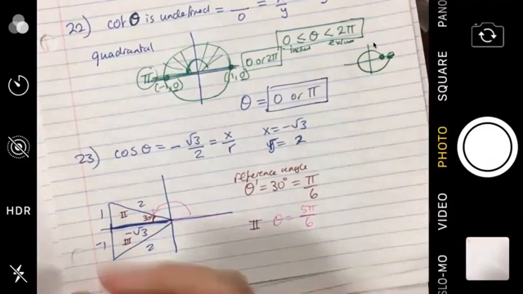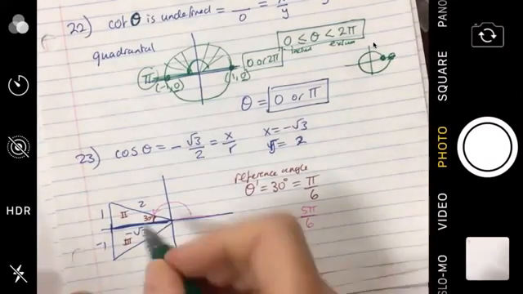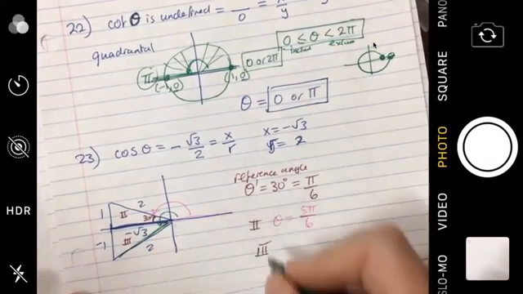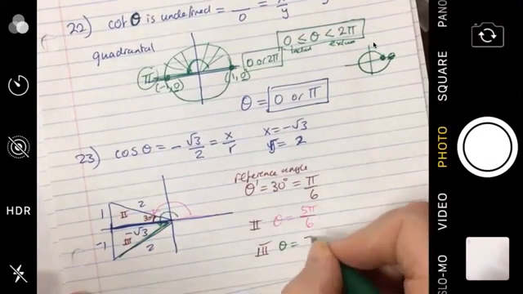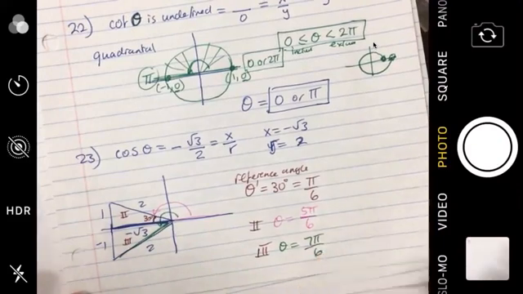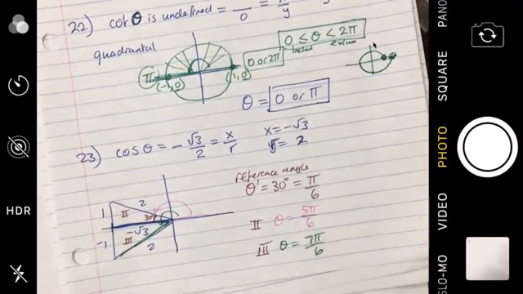And in quadrant 3, I'm looking at the angle that ends on this line. I'm looking at that angle. And that angle would be 7 pi by 6. So I've got 2 solutions again. The reference angle is not one of the solutions. It's just part of your work to work out what the solutions are.